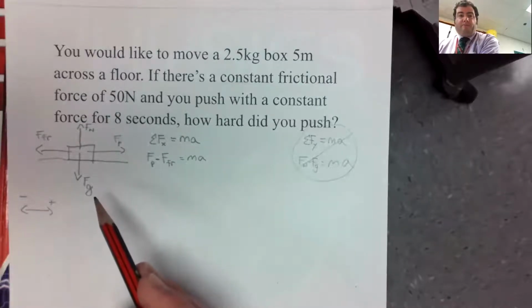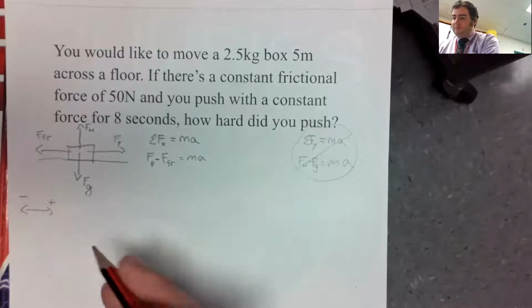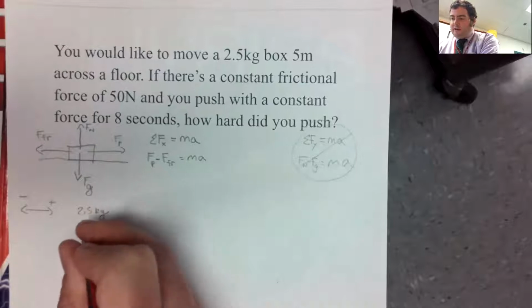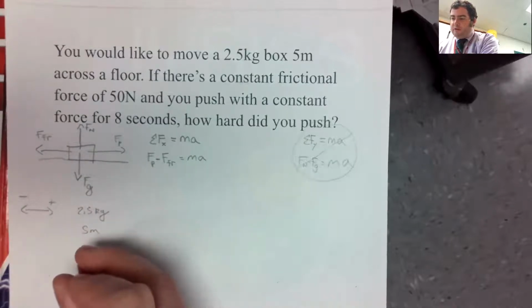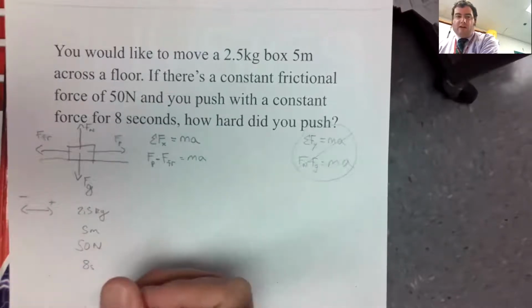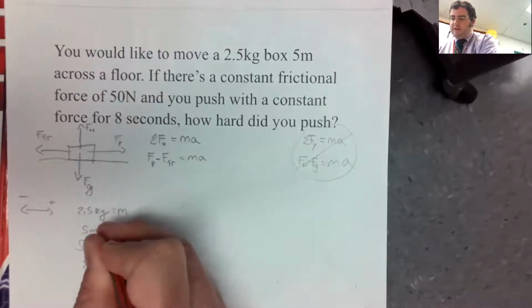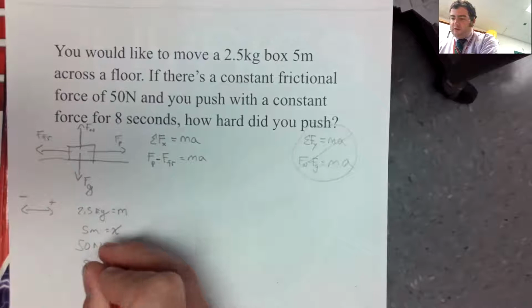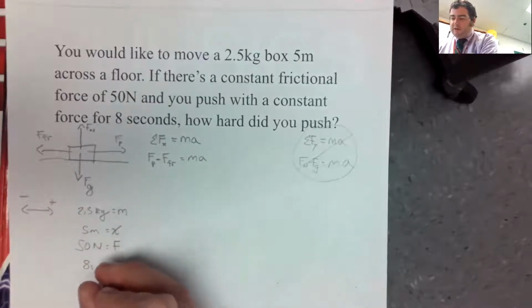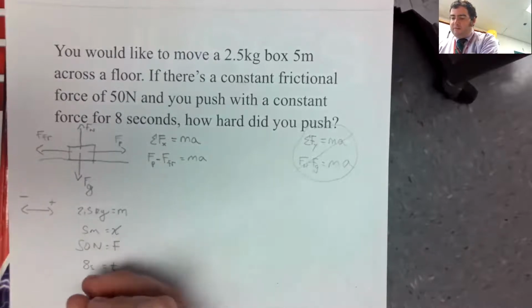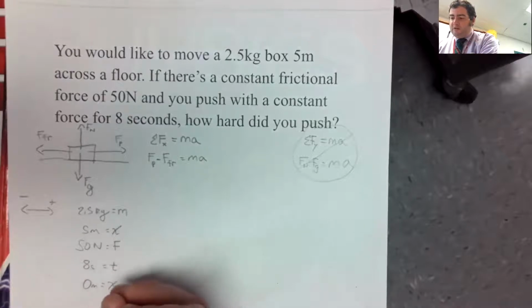Okay, so I would probably make my table at this point. I see 2.5 kilograms, 5 meters, 50 newtons, and 8 seconds. I'm going to use the units to give me a clue as to what these are. Kilograms is mass. Meters is X or XO. Newtons is one of the F's probably. Seconds is time. Since it gets to 5 meters after the motion, that's my X final, and my XO is probably 0.